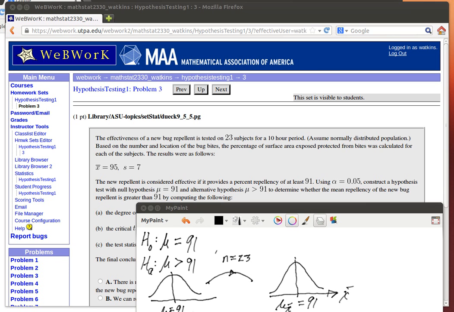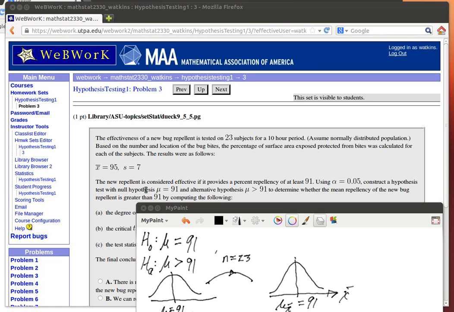So they run an experiment. They look at 23 people, sit them out there with the bugs for 10 hours, and then measure things, and they find out that the average is going to be 95% on the average. Of these 23 people had 95% of the skin that was protected. And we know the standard deviation for that sample. We don't know the standard deviation of the population.